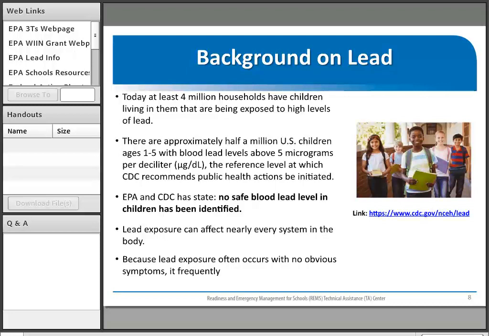The CDC states that today at least 4 million households have children living in them that are being exposed to high levels of lead. Then there are approximately 500,000 U.S. children ages 1 to 5 with blood lead levels above 5 micrograms per deciliter, which is the reference level CDC uses to take action. EPA and CDC have consistently stated, and as I mentioned before, there is no safe blood lead level in children that has been identified.